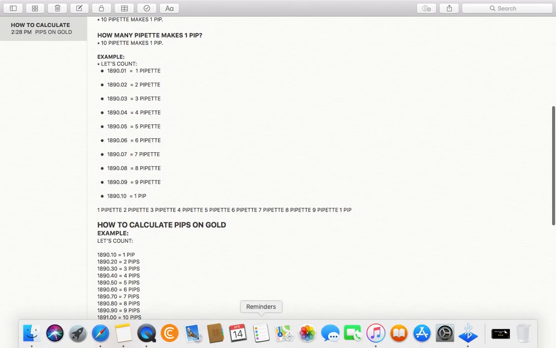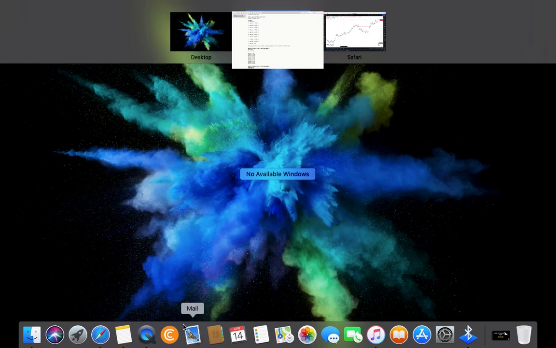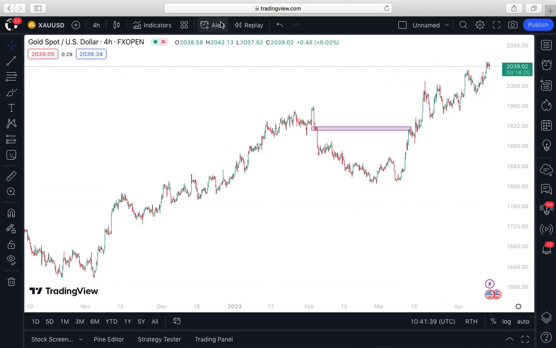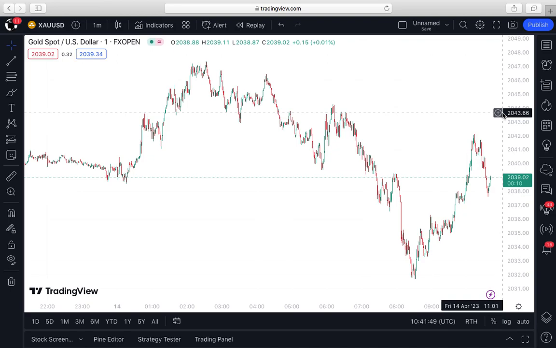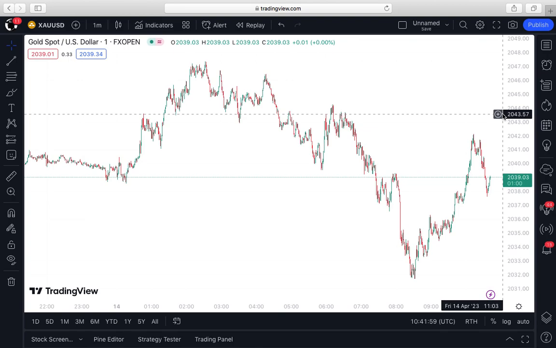That's 1 pip. So let me show you a practical example on the chart so that you understand how this pipette works. I'm going to go to a lower time frame of 1 minute so that you guys can see. Now see the cursor here. Can you see this cursor? Now if you check this black movement, you see a number. The current number now that we have is 20. You see the cursor, this black where the mouse arrow is. You're going to see 2043.57. We are currently on that price now, right? So 57, that 7 is 7 pipettes at that point.